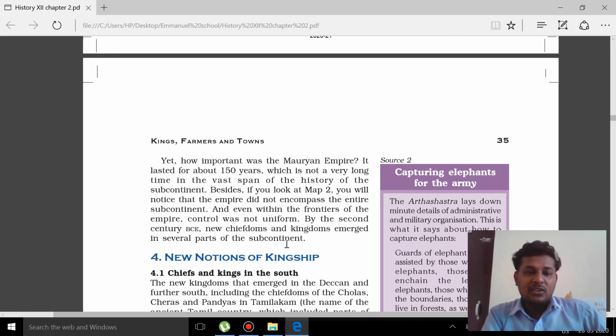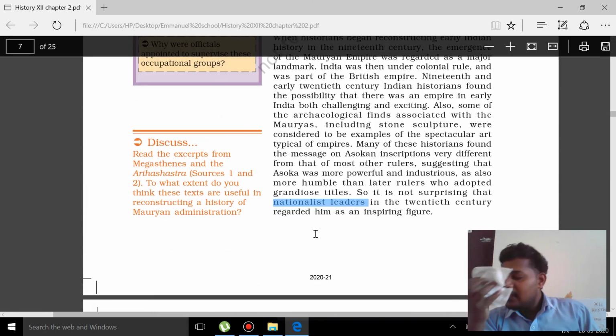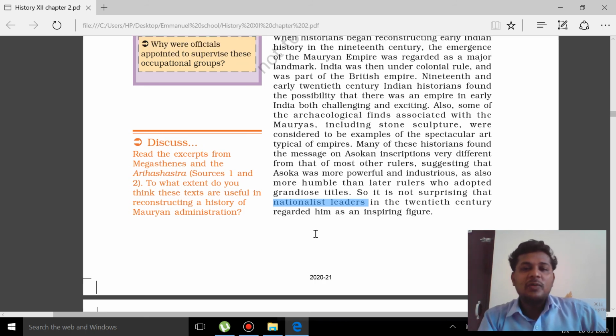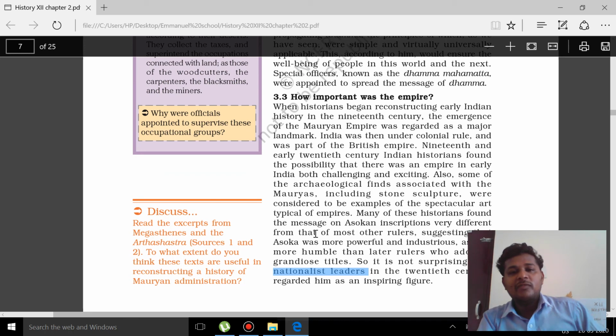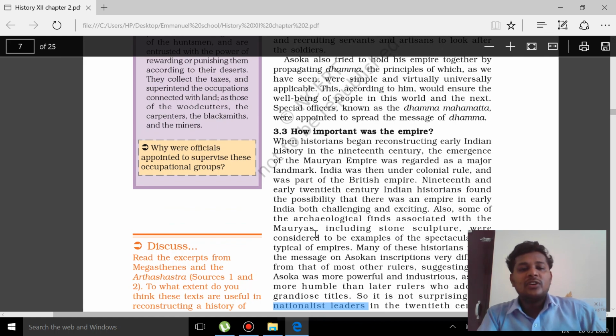this kingdom emerged, and after it many new chiefdoms and small kingdoms started emerging. Though it is not as vast as other empires that we are going to see, it contributed a lot to Indian history in the form of archaeological finds, in the form of art, and in giving a powerful and industrious leader who thought for the people and inspired the nationalist leaders. That is Ashoka. So that is the importance of this empire.